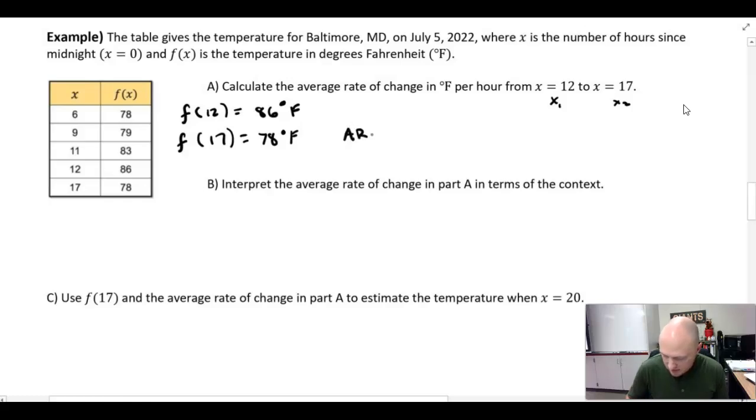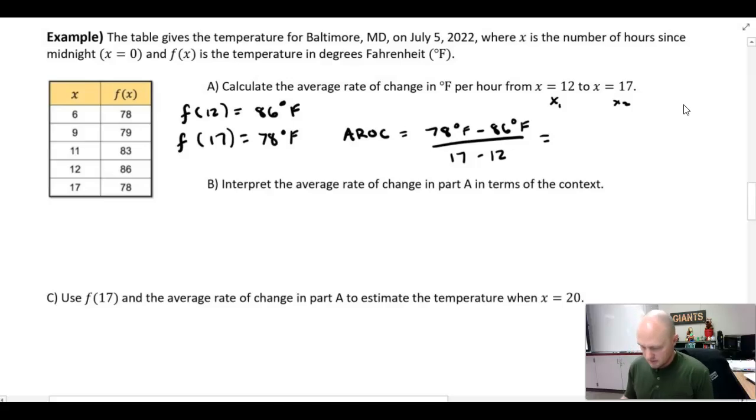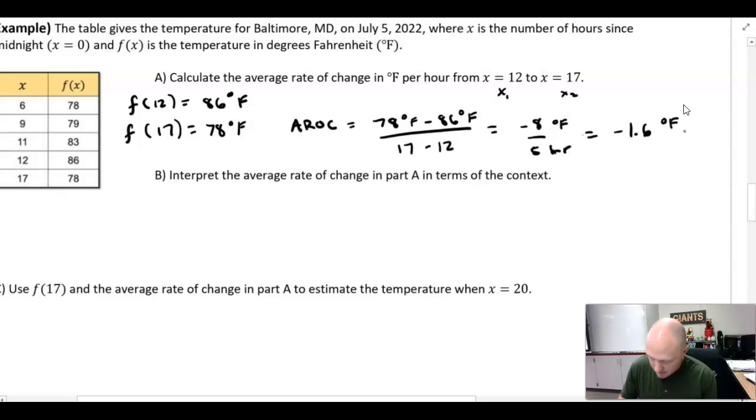Okay, so in order to calculate the average rate of change, I'm going to set up my difference quotient: my second function value, 78 degrees Fahrenheit, minus 86 degrees Fahrenheit, my first function value, divided by the second x value, which was 17, minus 12. Okay, so this is going to give us negative 8 degrees Fahrenheit over 5 hours, and approximated this is negative 1.6 degrees Fahrenheit per hour. That's our average rate of change.